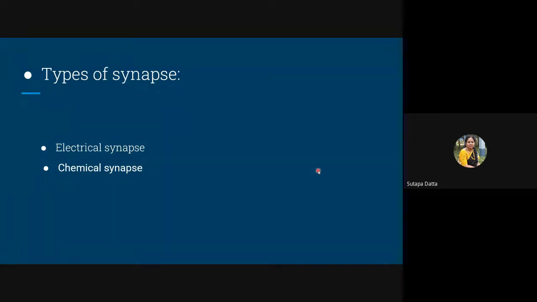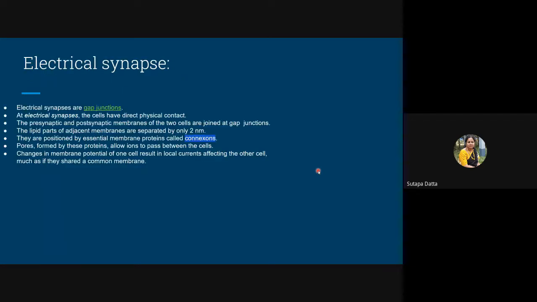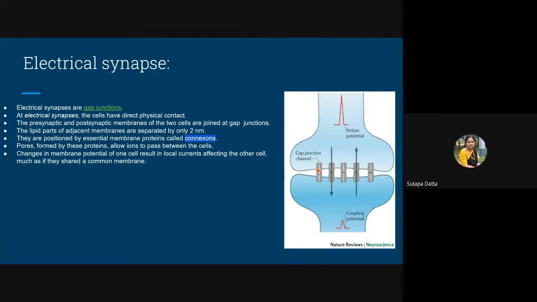Now, for today's topic, the first one is types of synapse. What are the different types of synapse? There are two types of synapse we know: electrical synapse and chemical synapse. Now, electrical synapses are generally the gap junctions. These are the gap junctions which occur between two neurons.